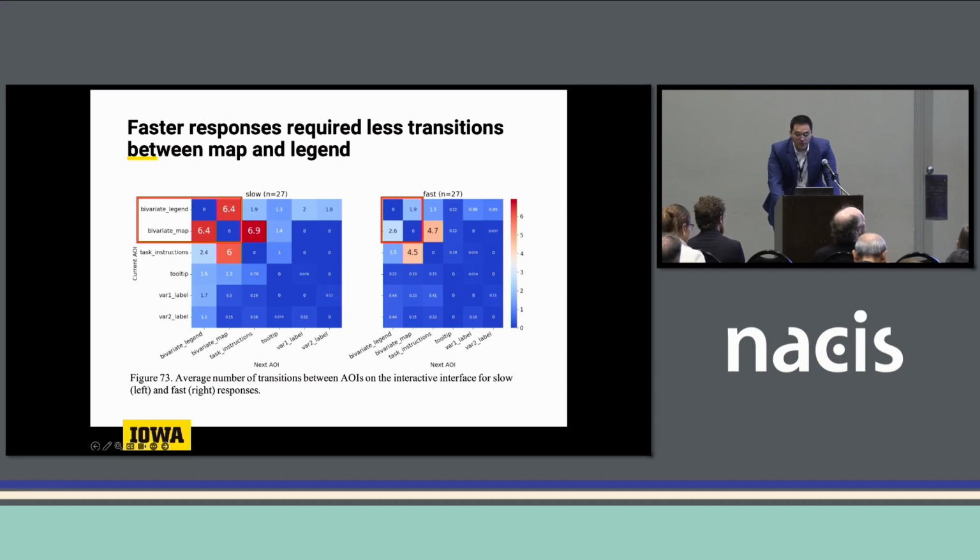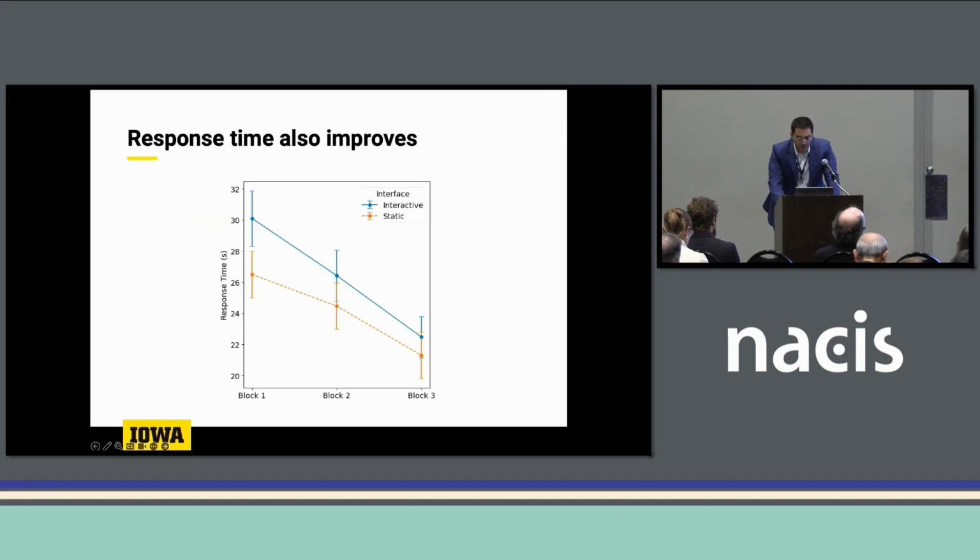So further research would probably have to go into this, but we hypothesized that perhaps faster responders had just internalized the legend more, and so they didn't need to transition to it as much and decode it before going to the map itself. Another thing that might hint towards that is that slower responders on average had more transitions between the legend, tooltip, and axis labels, so they were engaging with the legend a little bit more.